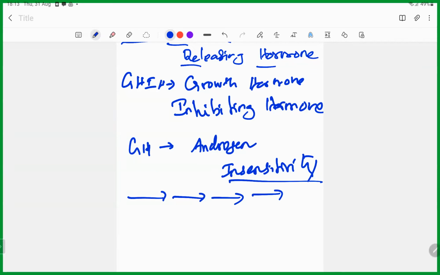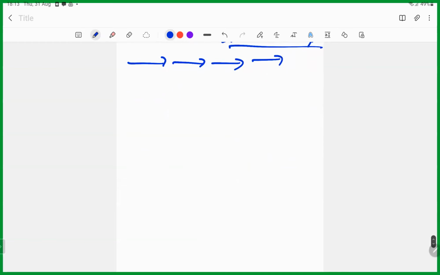So, tell me how the pituitary is controlled by the hypothalamus. Tell me how the pituitary is controlled by the hypothalamus. With an example.